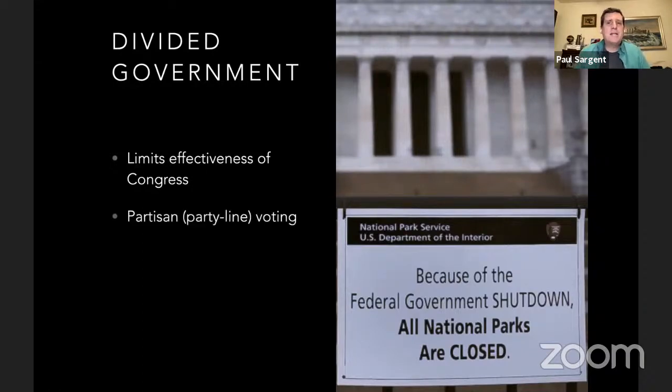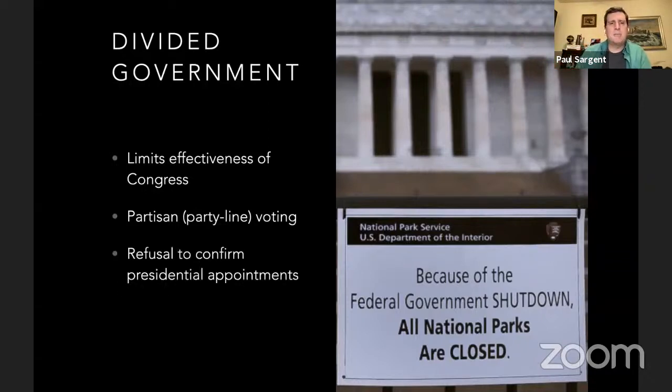A lot of this is because partisan or party line voting has become very much the rule, the norm throughout Congress. So Republicans tend to vote with Republicans, Democrats tend to vote with Democrats, and they really don't move those lines very often, especially on controversial legislation. If it's not very controversial or not a big law, then you'll see a lot more movement. This can lead to things like refusing to confirm presidential appointments.